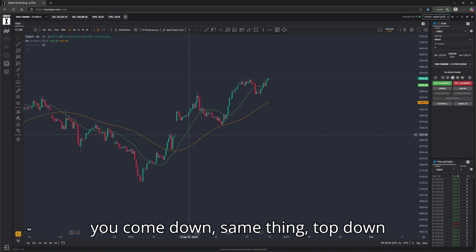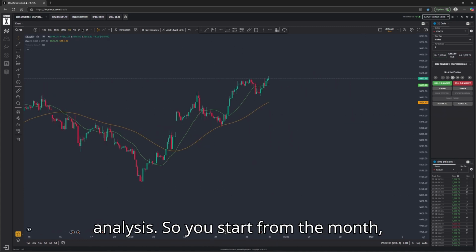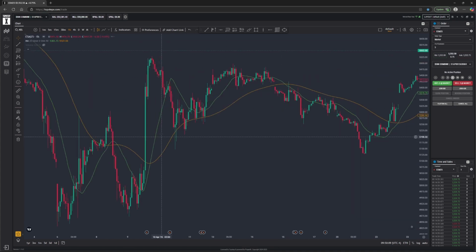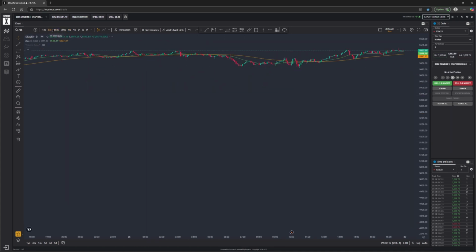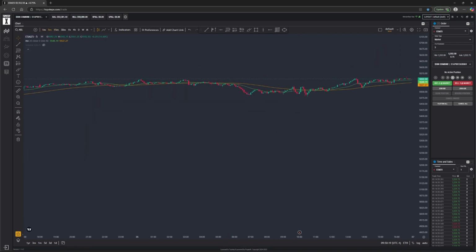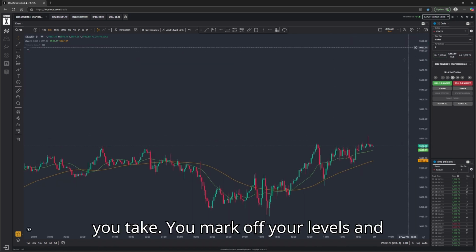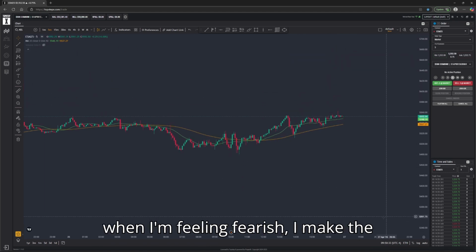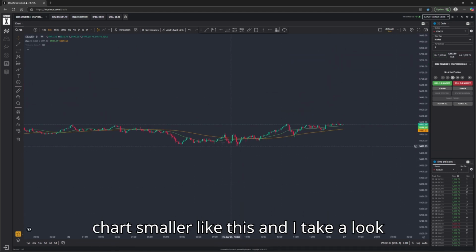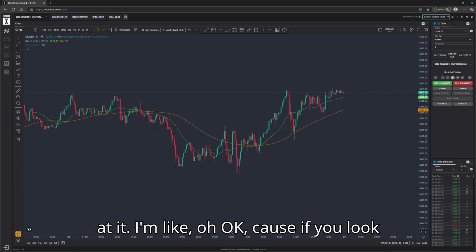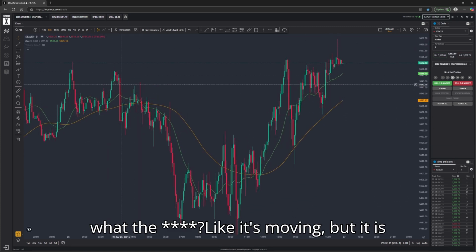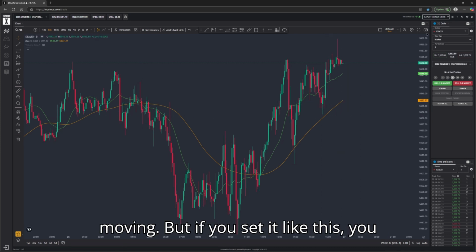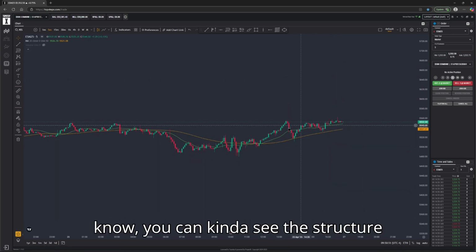So look, you come down, same thing, top down analysis. You start from the month, the week, the day, the 4 hour, and then you mark off your levels. Then you take a trade where you think the price might go. Sometimes when I'm feeling fearful, I make the chart smaller like this, and I take a look at it. Because if you look at it like this, it looks like, oh, damn, what the fuck? It's moving, but if you set it like this, you can see the structure better.